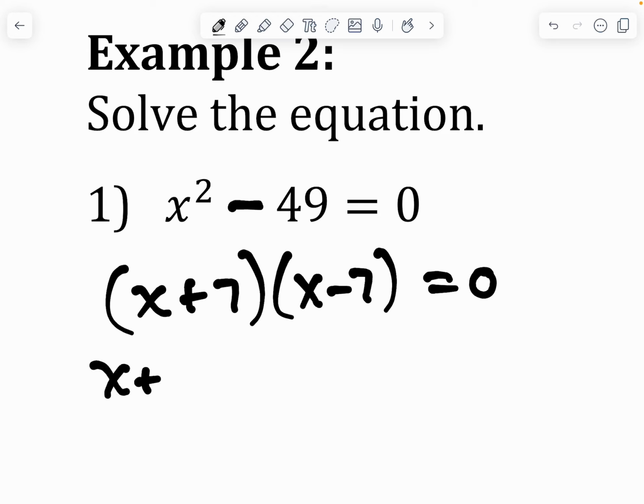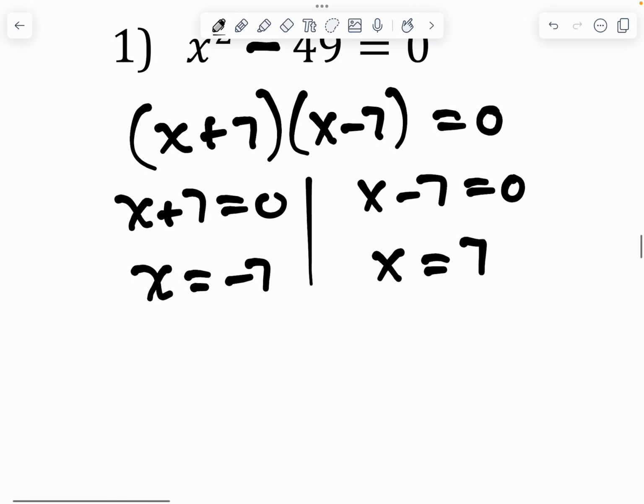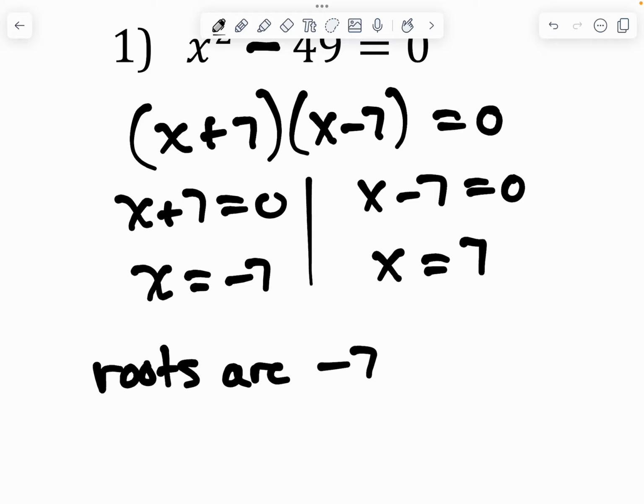So x plus 7 equal to 0, x minus 7 equal to 0, and we have x equals negative 7, x equals positive 7. So our roots are negative 7 and 7.